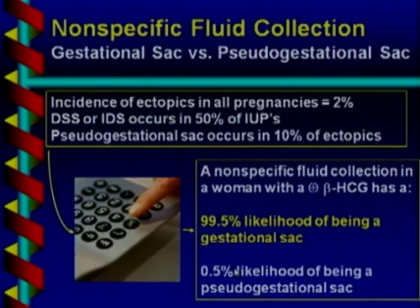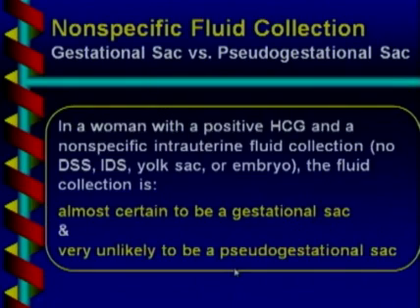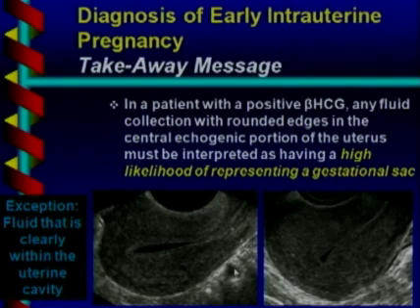being a pseudogestational sac. So when you do an ultrasound on a rule-out ectopic patient and you see one of these little nonspecific fluid collections, you should say in your interpretation, this is almost certainly an intrauterine pregnancy, not a pseudogestational sac. And therefore, if you say that, the pregnancy will not be damaged by treating it with methotrexate. So in a woman with a positive pregnancy test and a nonspecific intrauterine fluid collection, the fluid collection is almost certain to be a gestational sac, very unlikely to be a pseudogestational sac.